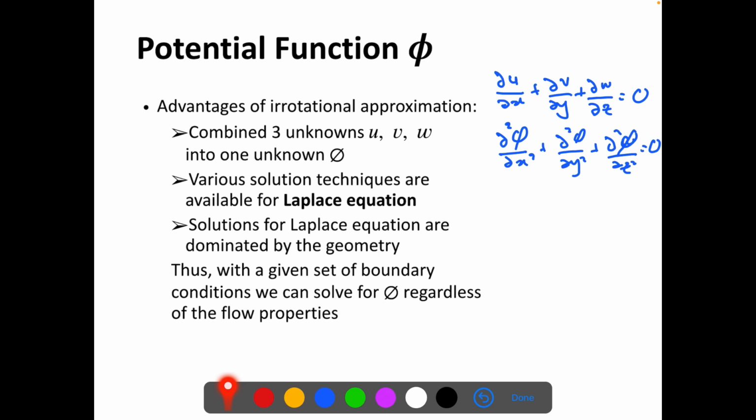What does this statement mean? Various solutions are available for the Laplace equation. You can open your previous calculus or mathematics textbook. You can solve the Laplace equation with many techniques, and given the equation, we can solve for phi regardless of the flow property. It is much easier: you have one equation and one unknown. But for the other form, you have three unknowns and only one equation, which is hard to solve.